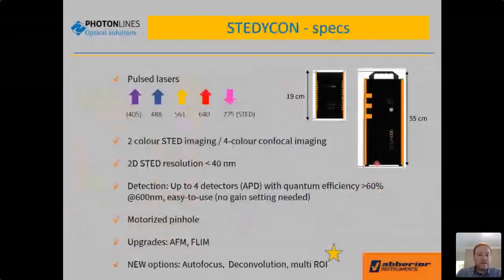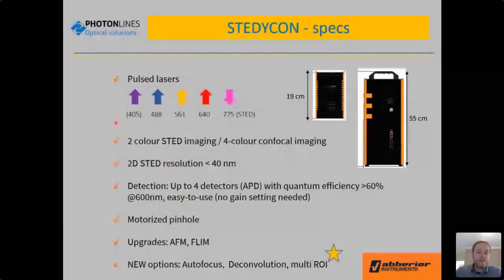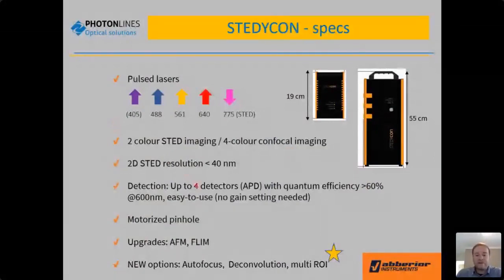And briefly, the specs are: there are 3 pulsed lasers, 488, 561, 640 as excitation lasers, and it has a 775 nanometer STED laser. It's also possible to upgrade to a 405 laser if you want to see DAPI to do 4-color confocal imaging or routine 2-color STED imaging. The 2D STED resolution is about 40 nanometers. For detection, you can have up to 4 detectors, so your imaging speed is quite fast then.